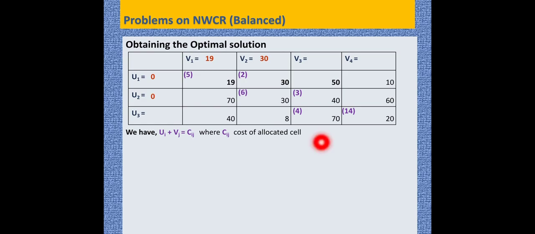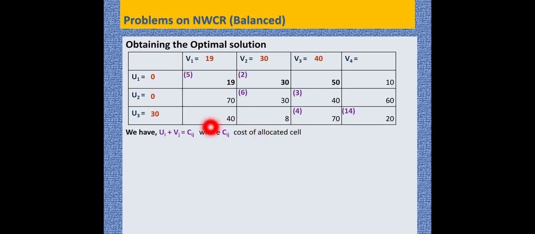Now I need to find U2 here. U2 plus V2 is equal to 30. So U2 will become 30 minus 30, so it becomes 0. So U2 plus V3 is equal to 40 here, because the cost is 40. So I will get V3 is equal to 40 because U2 is 0 here.